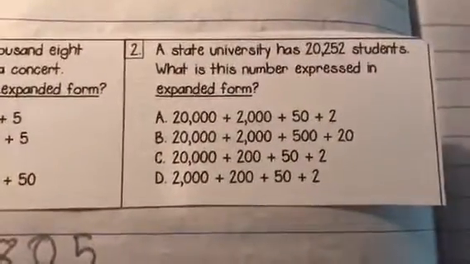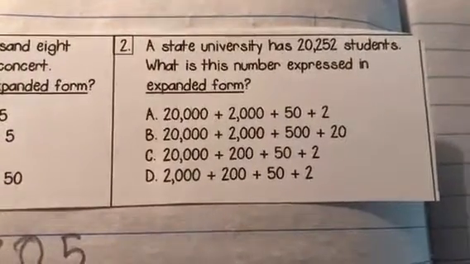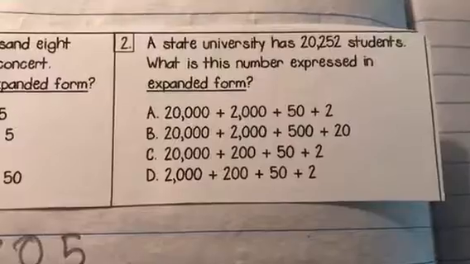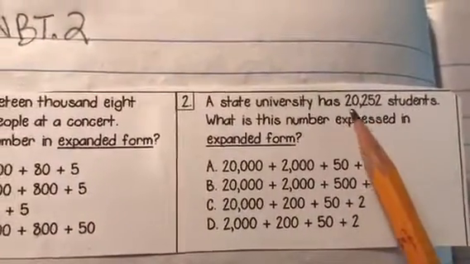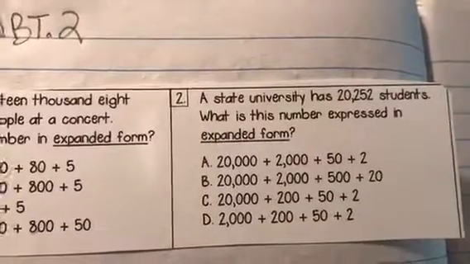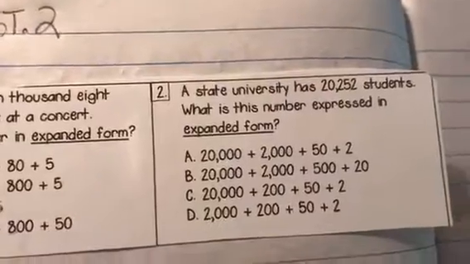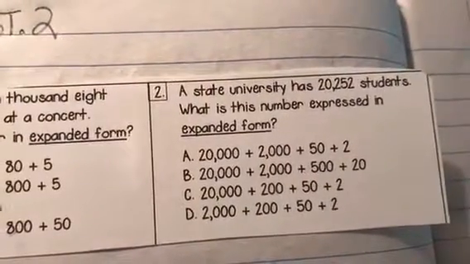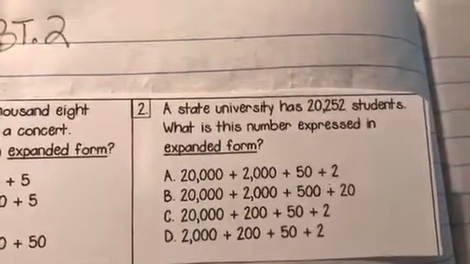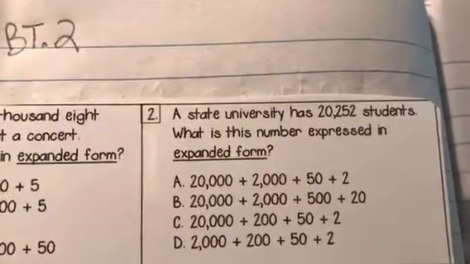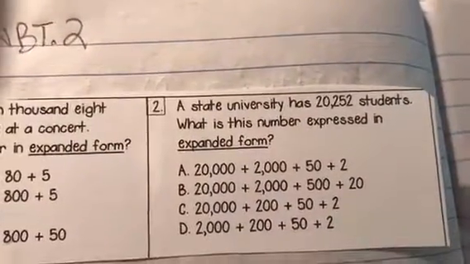The next problem is, a state university has 20,252 students. What is the number expressed in expanded form? Okay, so I can tell by looking at this one is one that they're going to try to trick you with because there's a 0 in the place value. So I know that I don't need to have anything in the 1,000s place because it's just two 10,000s, which gives me 20,000. So this one would break down to 20,000 plus 200 plus 50 plus 2. And I can see the answer right there for A.